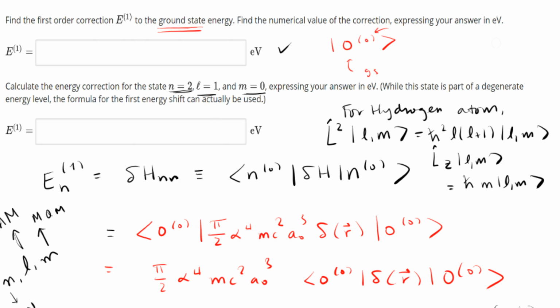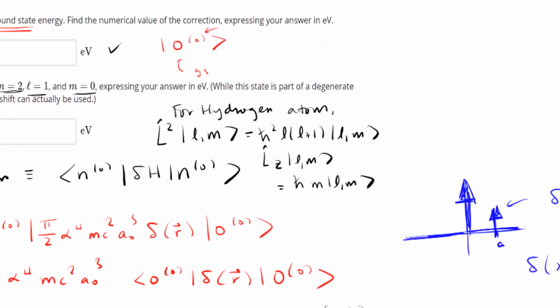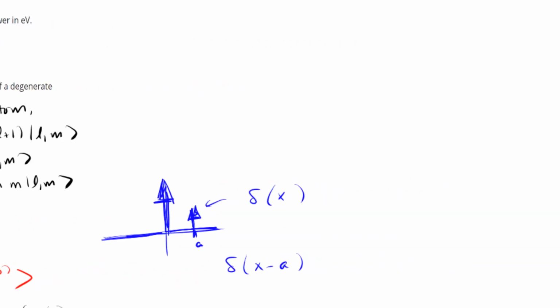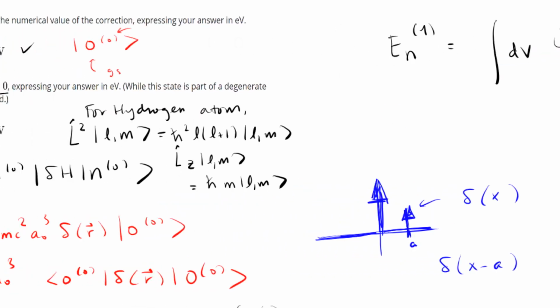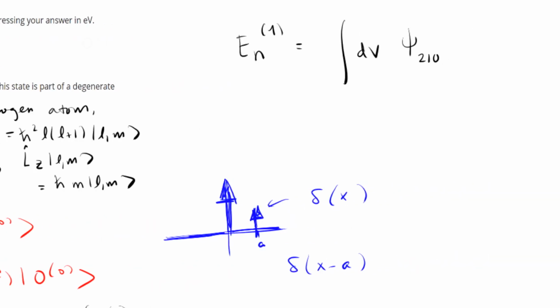Okay, so in this case, we want to compute the matrix element. So En1 in this case is just going to be the integral dv, and then we're going to have psi 210, if I remember correctly, because n equals 2, L equals 1, and m equals 0. This, and then delta H, and then psi 210.